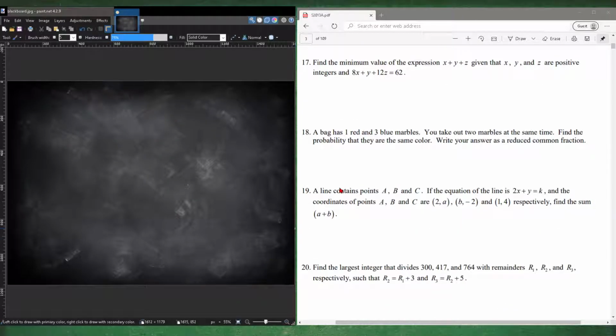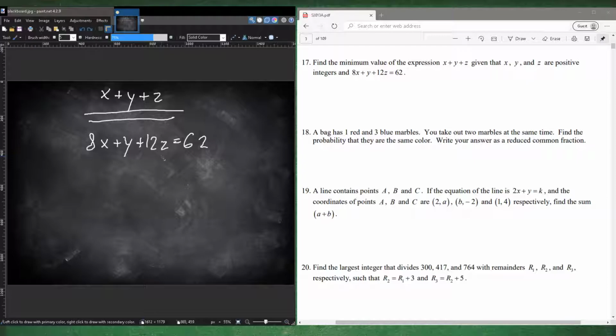Number 17. Find the minimum value of the expression x plus y plus z. Okay, so we need to minimize this. And we're restricted by the equation 8x plus y plus 12z equals 62. So what we do here is think about some numbers. We have 8, 1, and 12 as our coefficients. So if you think about it, if we want to minimize x plus y plus z, we need to use up as much of these numbers as possible.